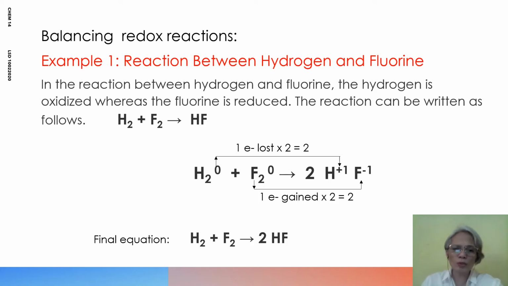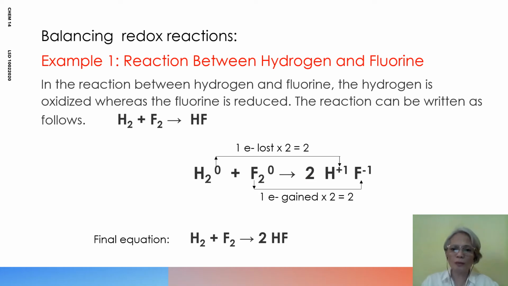Notice that hydrogen, since it is in elemental form, has an oxidation state of 0. Now, hydrogen in the process loses 1 electron, but there are 2 atoms of hydrogen, so 2 times 1. So we have 2 electrons lost in the process. From 0, it became positive 1. Since there are 2 electrons lost, we need to multiply this with 2.